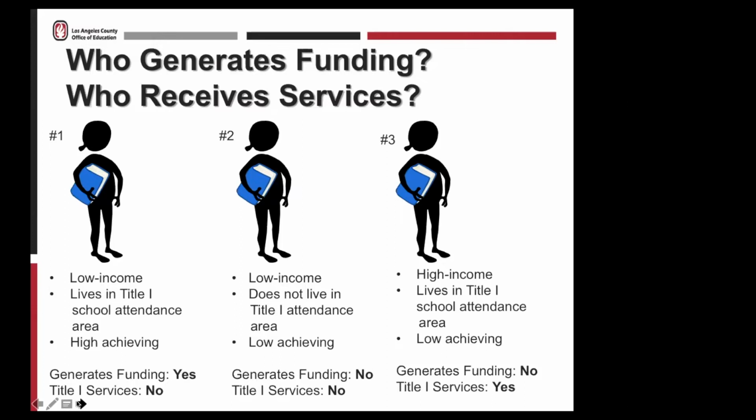And student 3, this student is a high-income student that lives in a Title I school attendance area and is low achieving. Do they generate funding? No. But do they receive Title I services? Yes, because they are failing or at most at risk of failing as defined in ESSA and the Code of Federal Regulations.